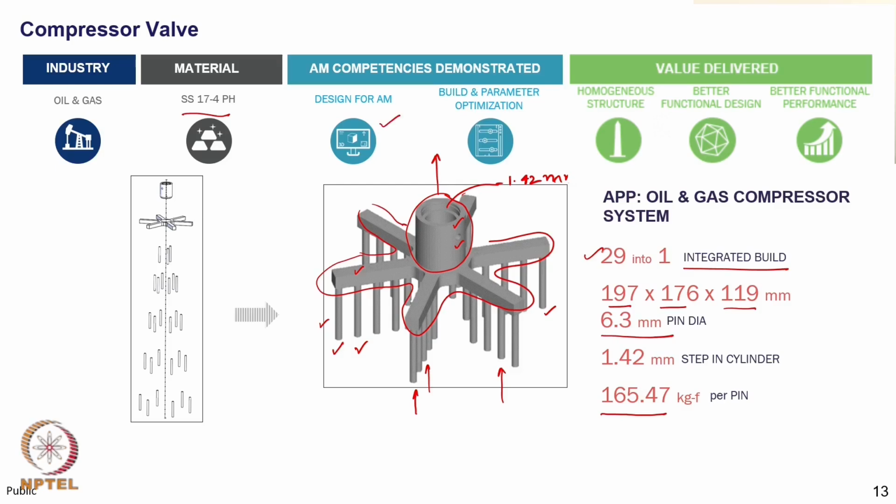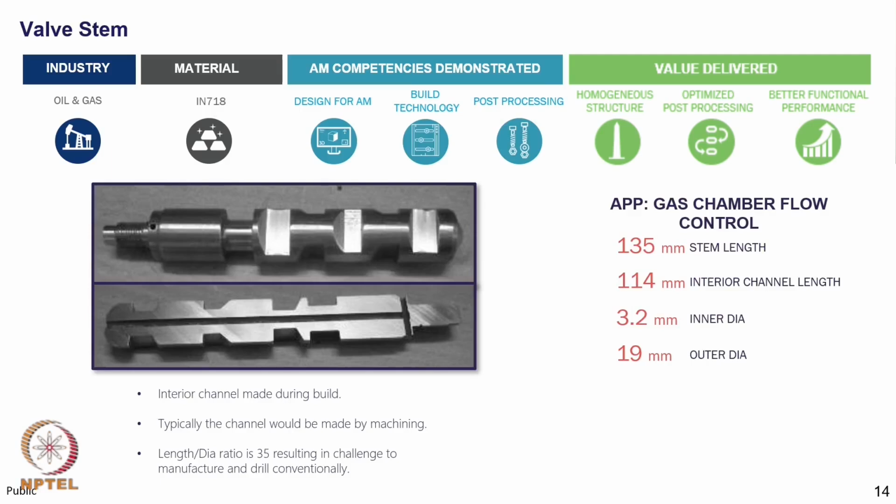This application shows how designs can be made specific to additive manufacturing and how they can be iterated for better process optimization and to get a better build or final part. Valve stems are another example that can be built and are being built using additive manufacturing.